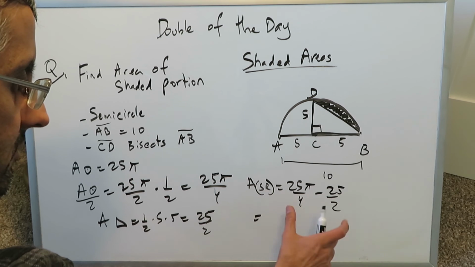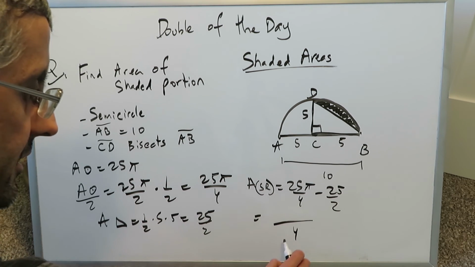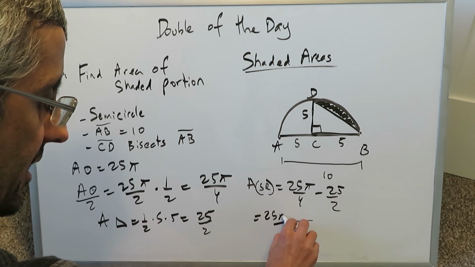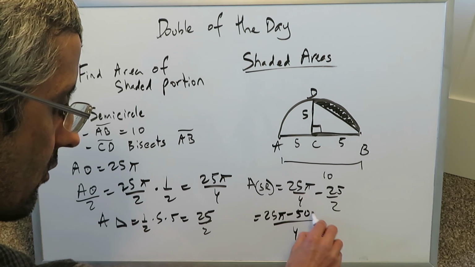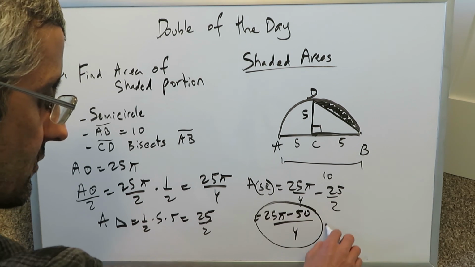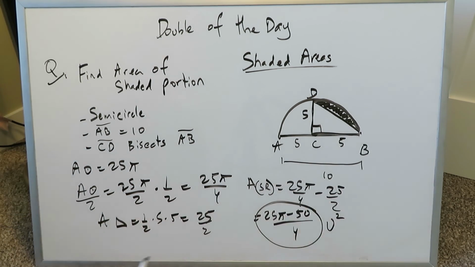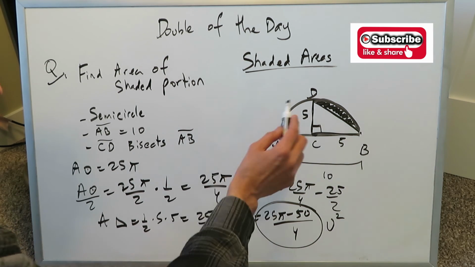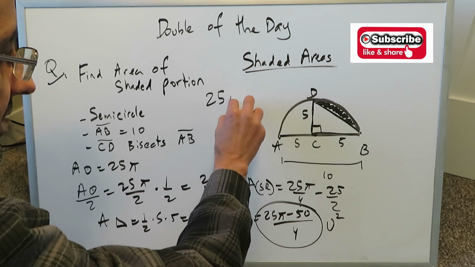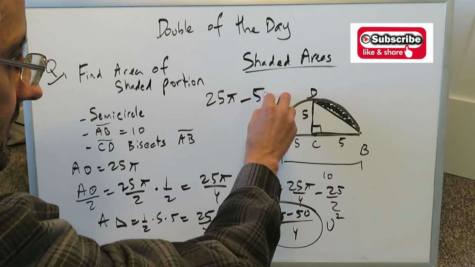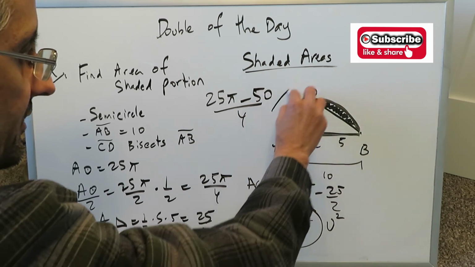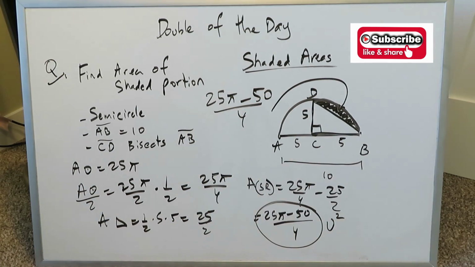We can get a good answer here. We have a common denominator of 4. It'll be 25 pi minus 50 over 4 units squared. We can put units squared, and that right there is my answer. For clarity reasons, we'll bring it right here: 25 pi minus 50, all over 4. It represents the area of this shaded portion, and it should be good.